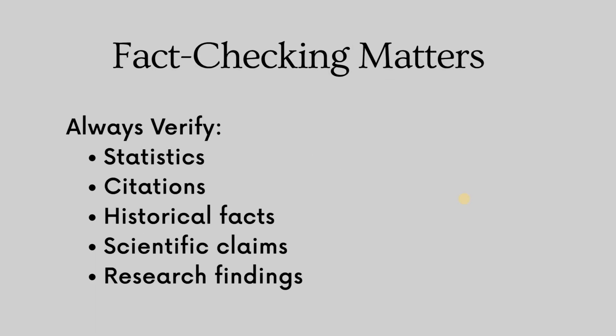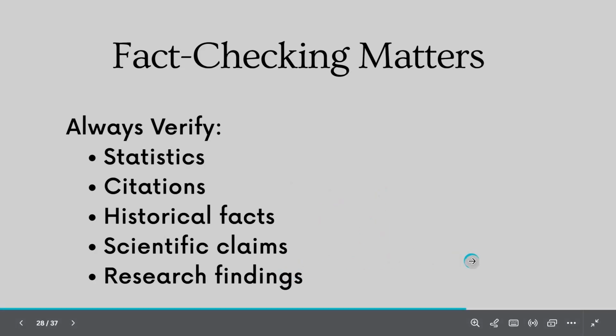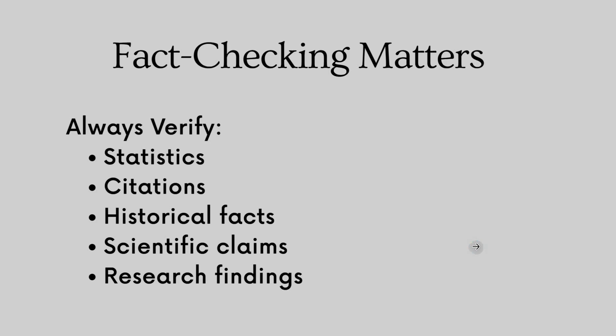Fact check. I cannot emphasize this enough. AI systems can occasionally make mistakes. That is why verification is very essential. Double check for statistics, citations, facts, claims, and also the research findings. Treat it as an assistant, not a final authority.